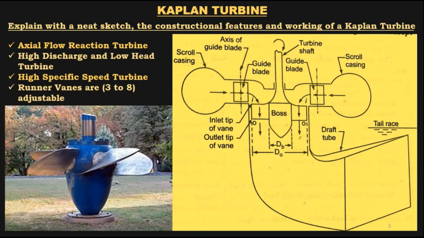It is basically a low head turbine, with the usual head range less than 50 meters. It's a high specific speed turbine. If you consider the non-dimensional specific speed, it ranges from 250 to 860. The runner vanes range from 3 to 8 in number, and they are adjustable. As I told you already, in a propeller turbine, if the runner vanes are adjustable, then it becomes a Kaplan turbine.